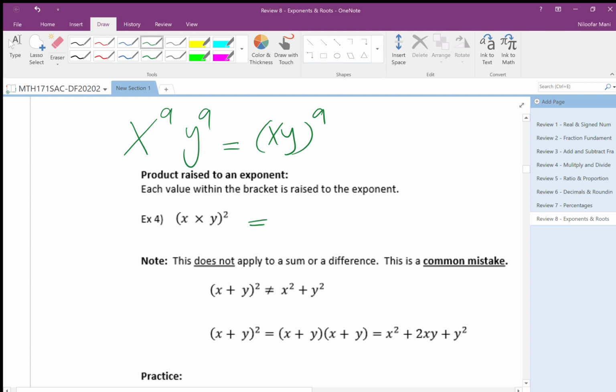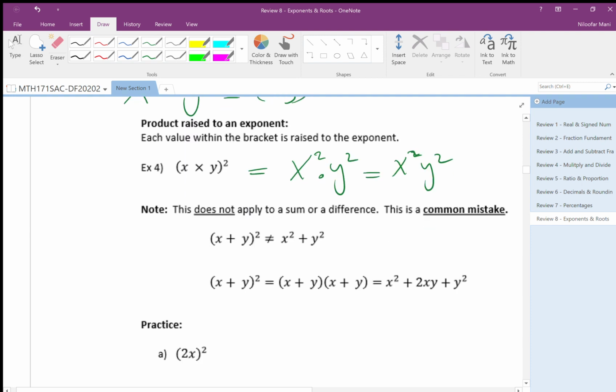So what's that then? Here, x squared, y squared is the answer. Okay, which is x squared, y squared is the answer.